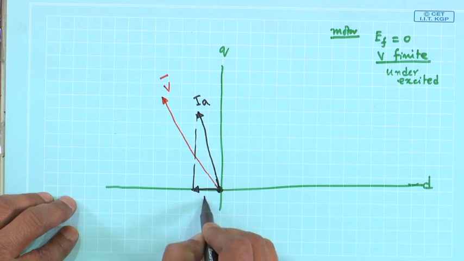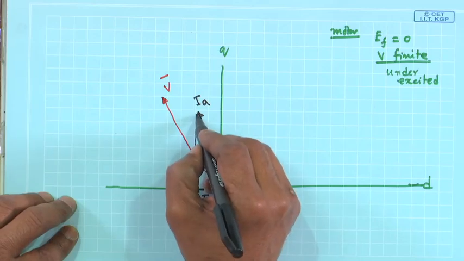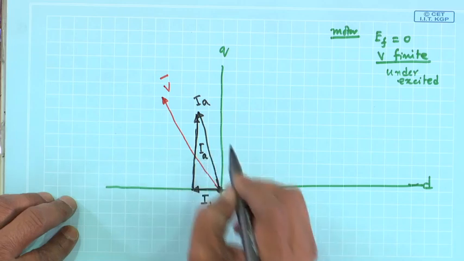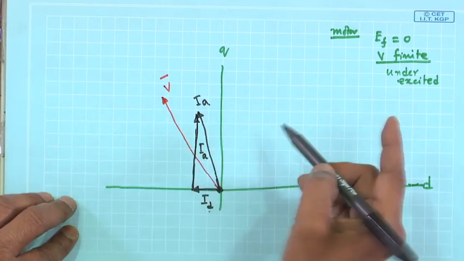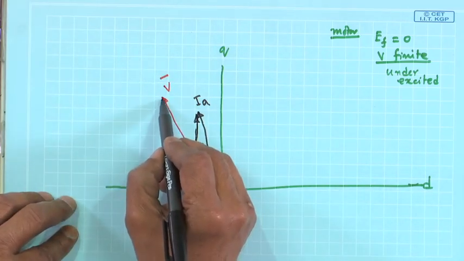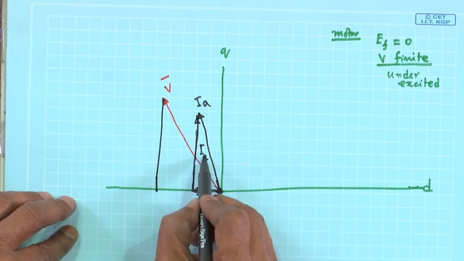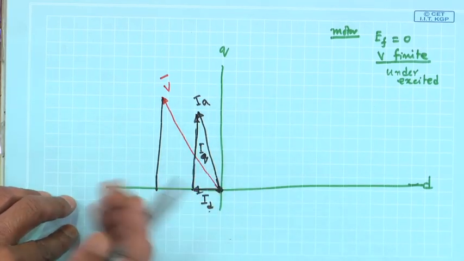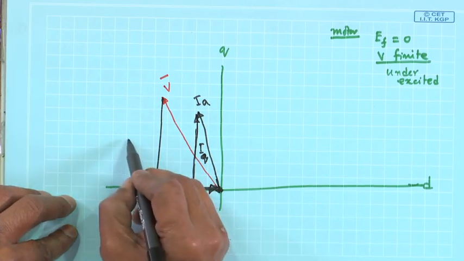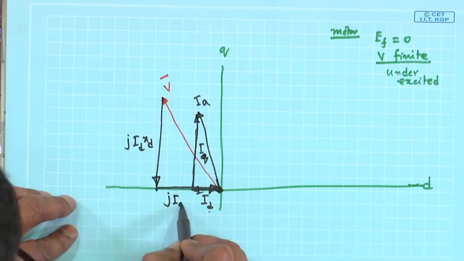So, this will be your ID, this will be your IQ, so V plus J ID XD. ID is this way, it was wrong earlier, it will be like this: J ID XD, and this vertical one is IQ, so J IQ XQ. So, this will be the thing: J ID XD plus J IQ XQ.